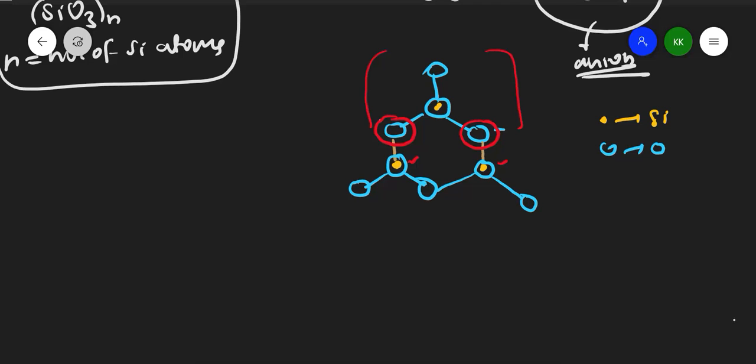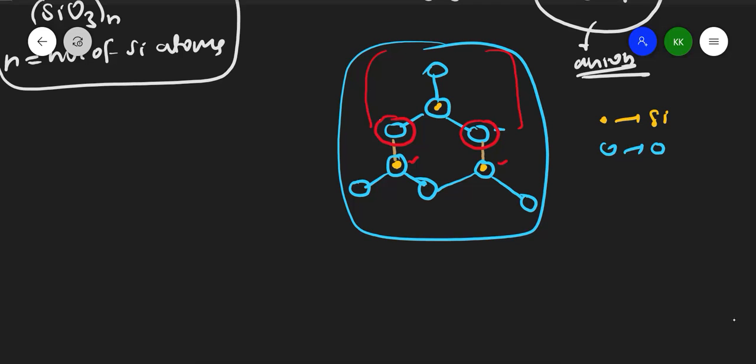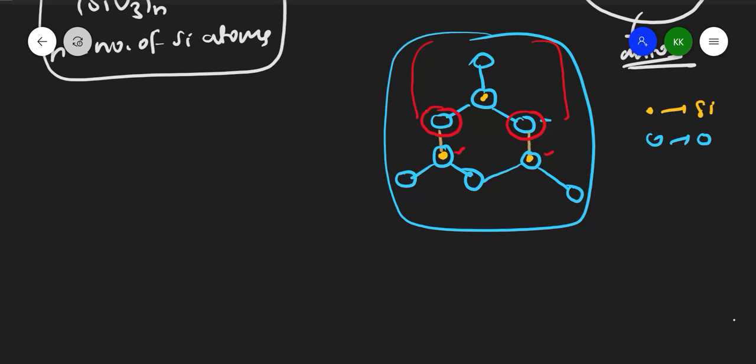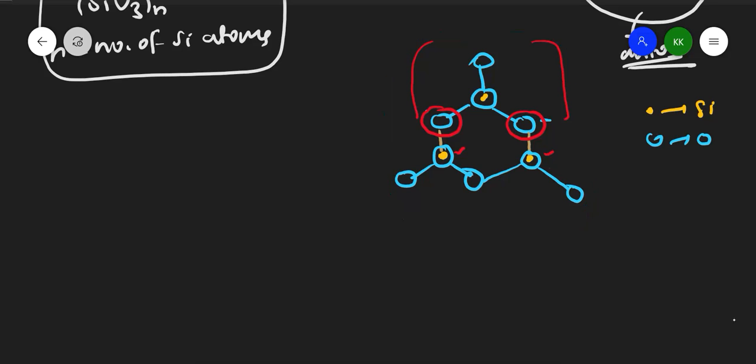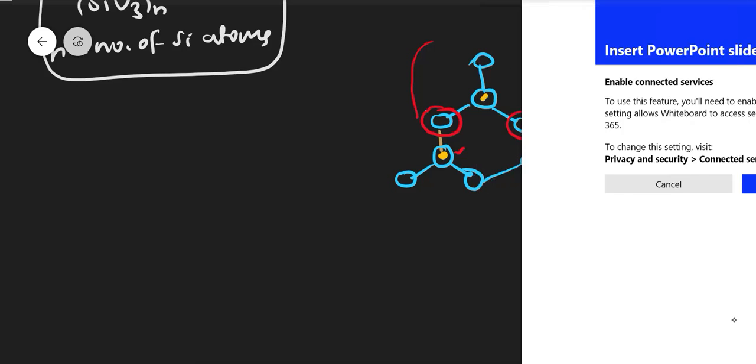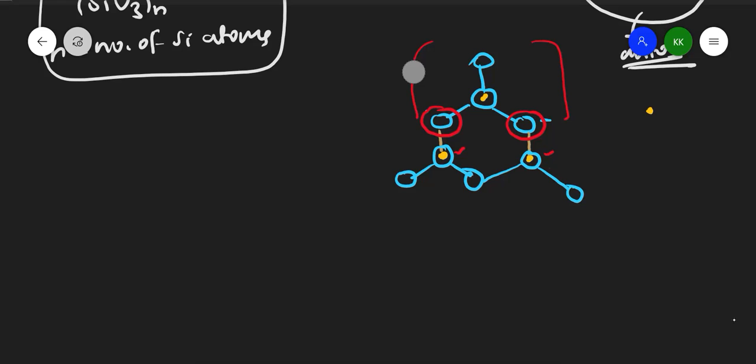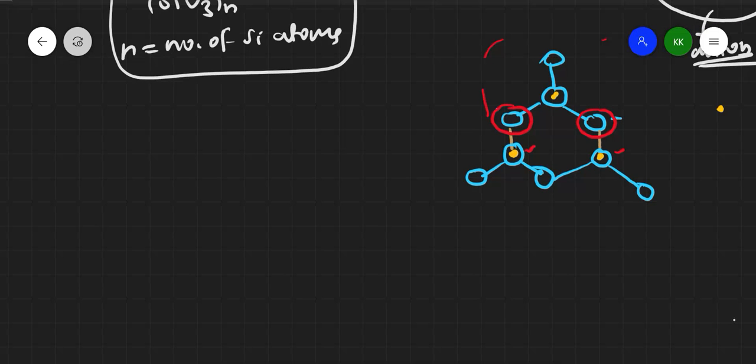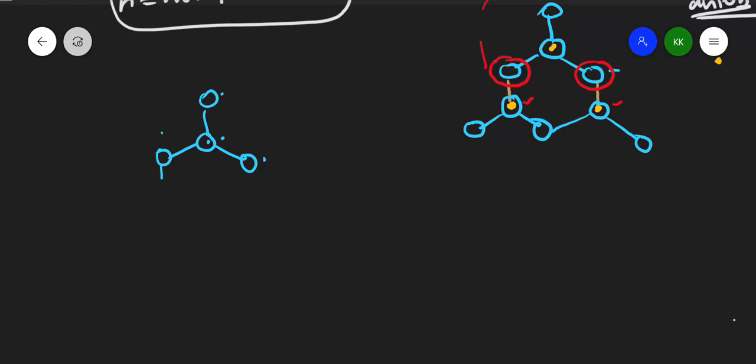If you see the structure, it is a cyclic structure. So this anion part has this cyclic structure. Let me draw it again so that it will be clear to you. Silicon is attached to four oxygens: one, two, three, and four. Again, this oxygen is attached to one more silicon: one oxygen, two oxygen, three oxygen, and this one is the fourth oxygen. Similarly, silicon and oxygen like this.